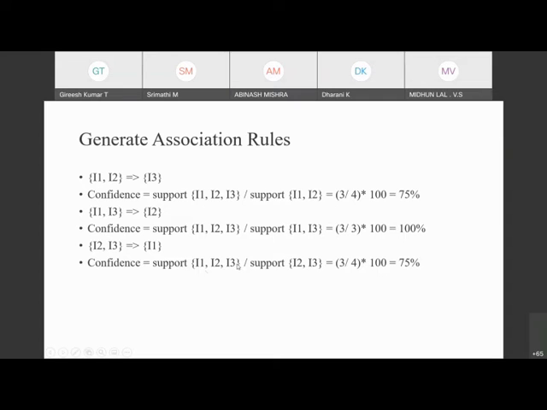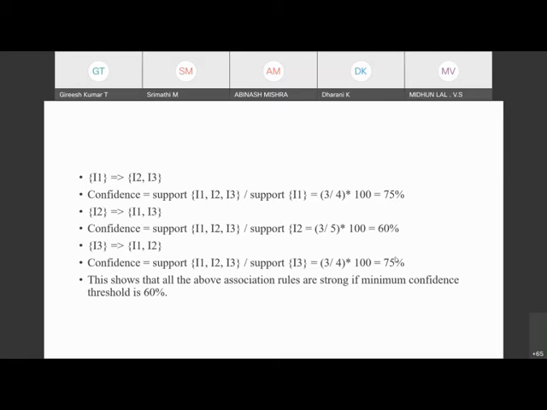Now the third one, I2, I3 implies I1. Again, I1, I2, I3 divided by the support of I2 and I3. That is also 75%. In such a way you have to calculate all 8 rules and check whether any rule's value is less than 60%, then you have to throw that rule. But here we found that everywhere it is more than 60%, so you have to choose all the rules. Otherwise, you can reduce some rules also. So this is the way you are reducing based on support and confidence.